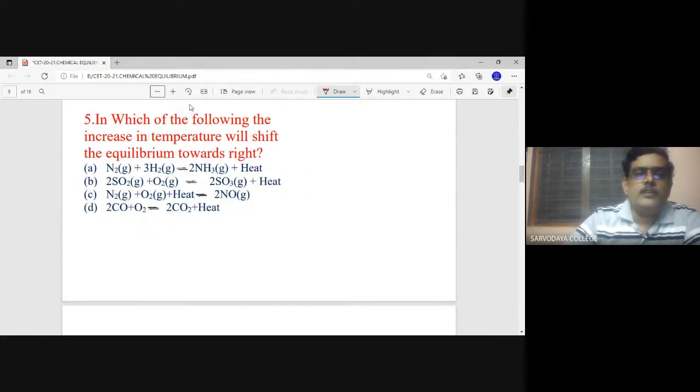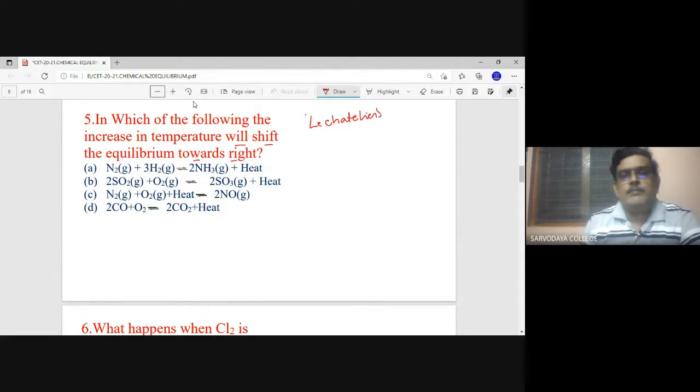In which of the following will an increase in temperature shift the equilibrium towards the right side? So it is Le Chatelier's principle that we have to apply. According to this principle, if you supply heat to a system under equilibrium, then the equilibrium shifts in that direction in which heat will be utilized.